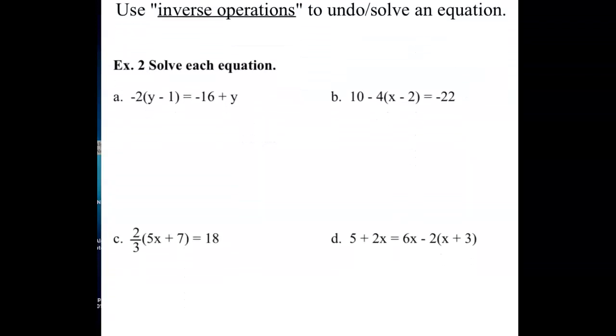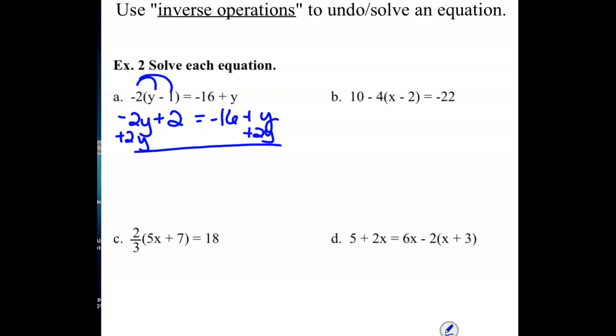In other words, if there's addition, something's being added, we're going to undo it by subtracting it. All right, so first question here. We are solving for y. I'm going to go ahead and distribute this -2. So I have -2y plus 2, -2 times -1, equals -16 plus y. Then because there's variables on both sides, I want to move them to the same side. So I'm going to add these two y's to the other side.